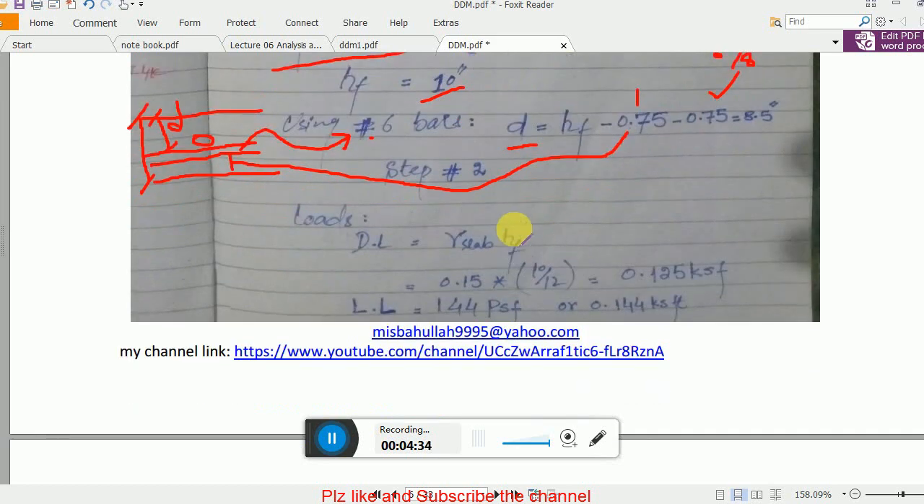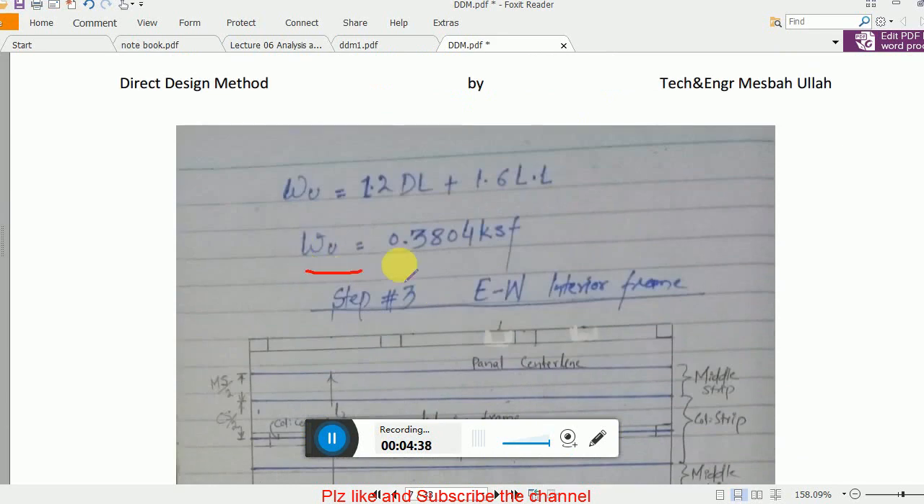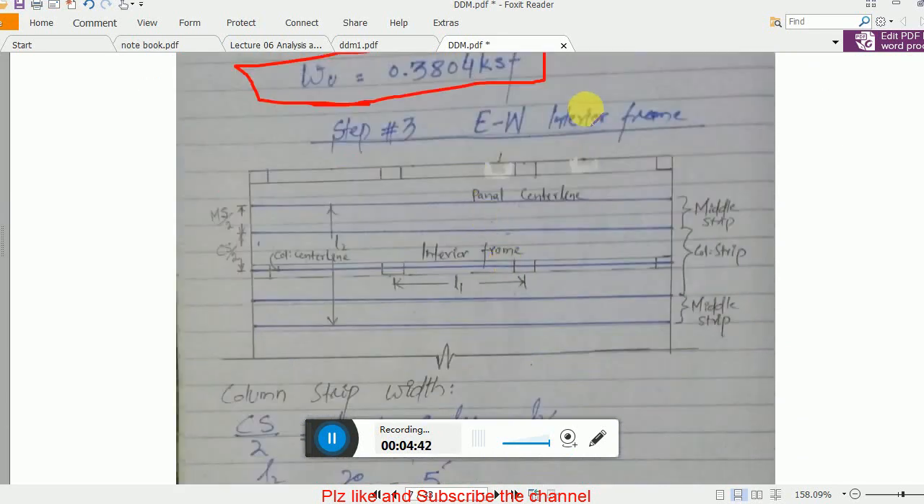Then you need to find the dead load and live load, the same procedure, and then you have to factor it. Now from here our analysis starts. Remember, DDM is an analysis technique, not a design technique. So we have to select our east-west interior frame, not the exterior frame. For the exterior frame we will do the analysis in later stages.